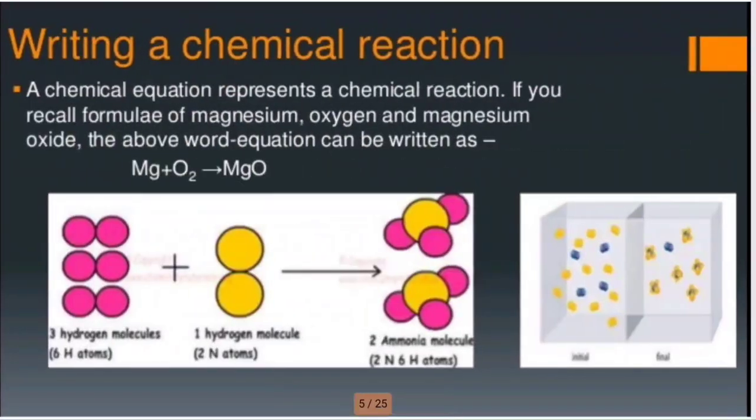Next, chemical equations. Chemical equations are a short way to represent chemical reactions. For example, when magnesium burns in air, magnesium plus oxygen gives magnesium oxide. We can write the chemical equation as Mg plus O2 gives MgO.